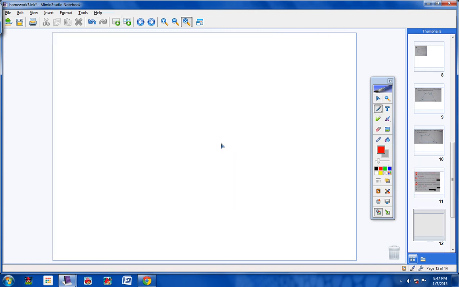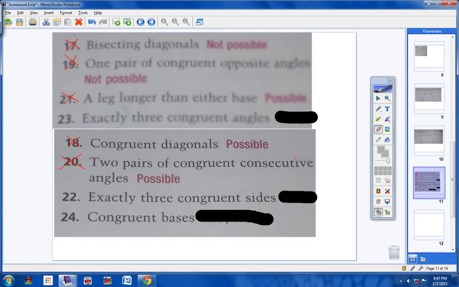If I draw this side here as a length of 2, and then this side here as a length of 2, and then this side as a length of 2, and I do that in such a way that this angle here is the same as this angle here, then when I draw this line here, this side will be parallel to this side, and this side is congruent to this side, congruent to this side. So it is possible to have a trapezoid with three congruent sides. Yes, it is definitely possible. All right, that was number 22.